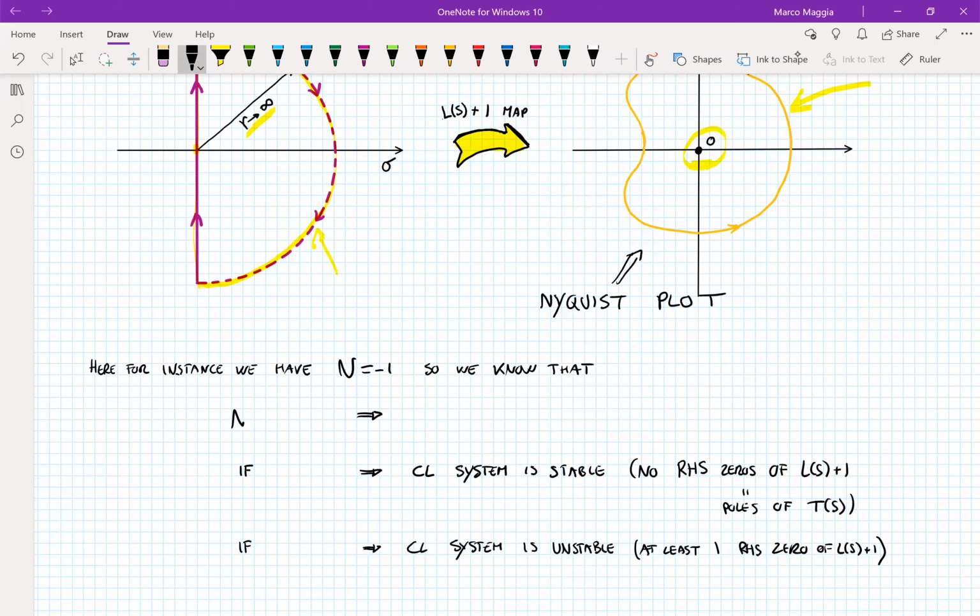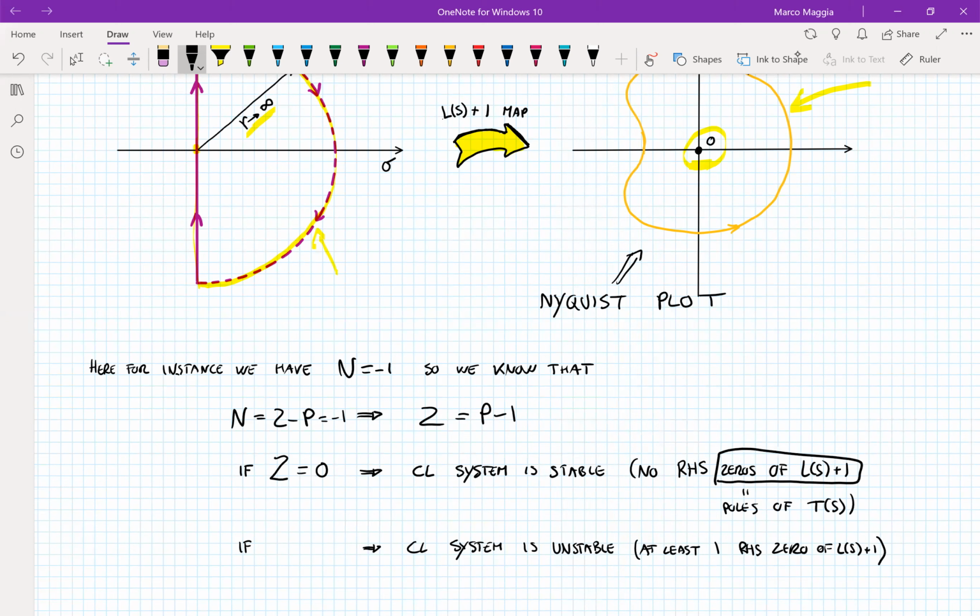So it means that Z minus P is equal to -1, or that Z is equal to P minus 1. All right. But is Z 0 or is Z positive? Because the closed loop system is going to be stable if and only if Z is equal to 0. If Z is equal to 0, it means that there are no zeros of L of S plus 1 in the right-hand side of the plane.